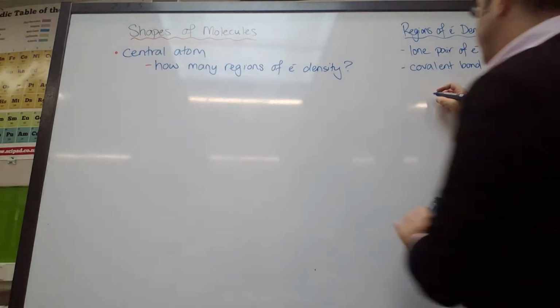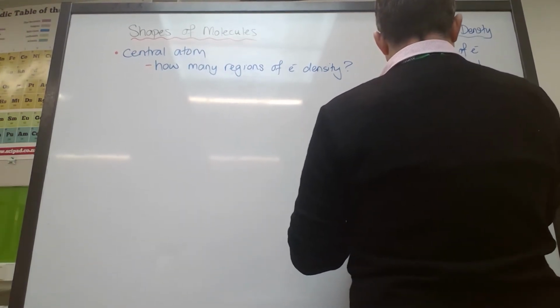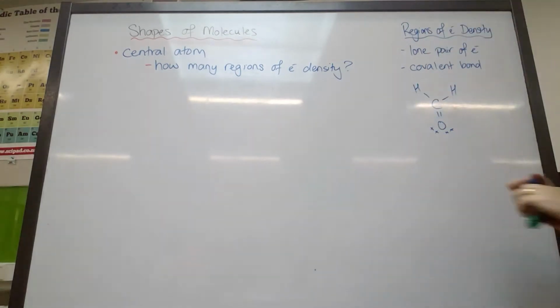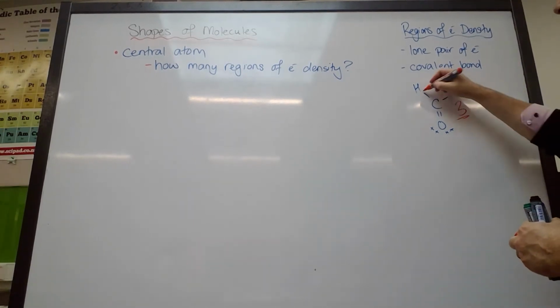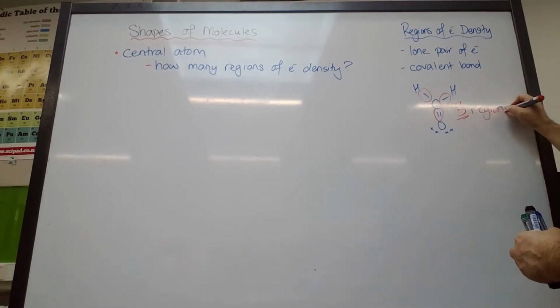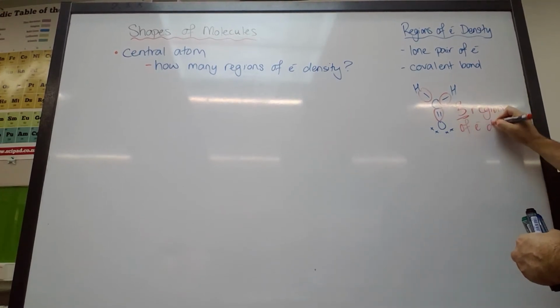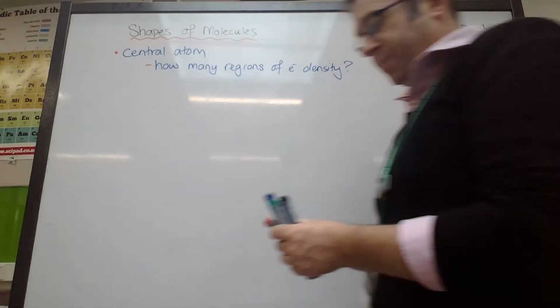So if I had something like methanal, and here's its Lewis structure, it has got two single bonds and one double bond. This has still only got three regions of electron density. So even though it's a double bond, we don't consider it to be two, it's just one. So that's my first question I ask.